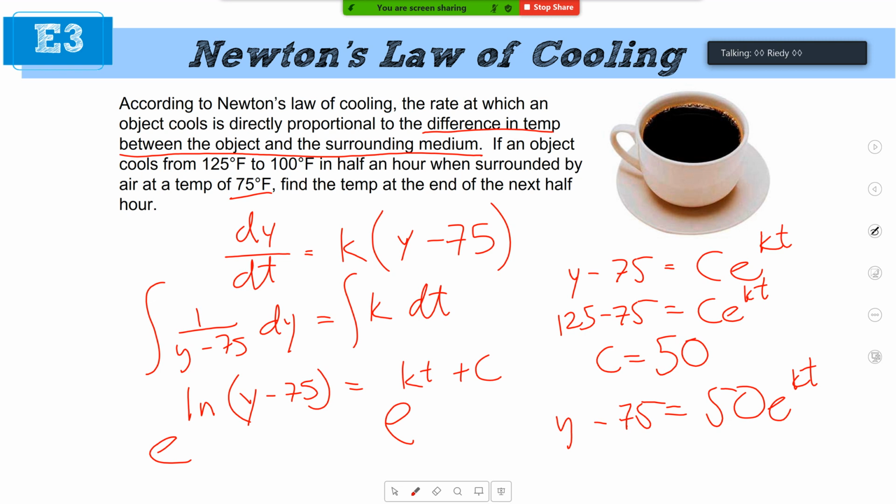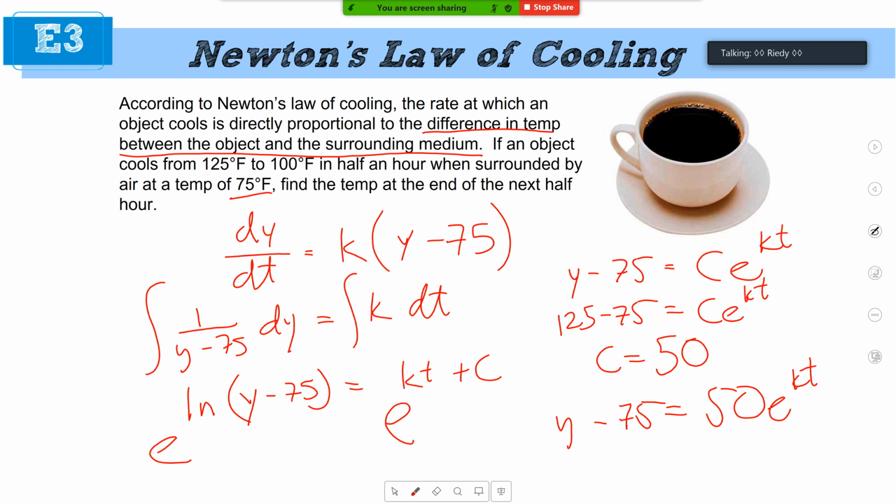Cameron, did you have a question? Yeah, I'm just confused. If I was doing this on my own, I would have put 100 in for C. How come you know not to do that? Right, but that's C in a traditional Pert equation. C is our starting amount, not our ending amount. Oh. Okay. So I can see where you would put 125 in for C, but you actually have to put it in for the current starting temperature.